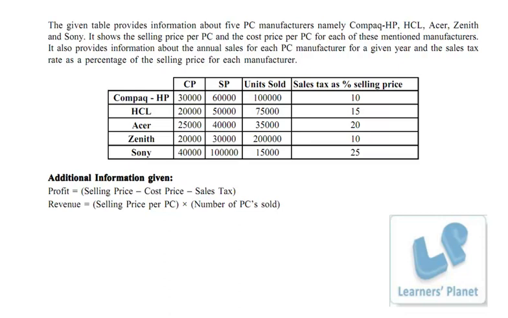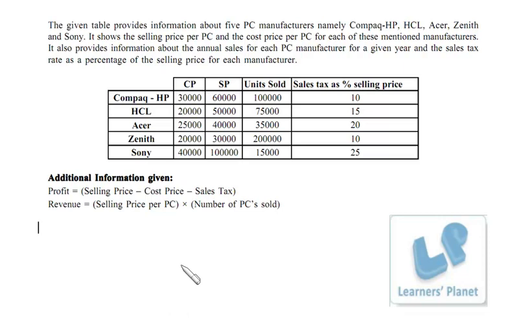Now let's see this set of questions. The given table provides information about 5 PC manufacturers, namely Compaq, HCL, Acer, Zenith and Sony. It shows the selling price per PC and cost price per PC for each of the mentioned manufacturers. It also provides information about annual sales for each PC manufacturer for a given year and the sales tax as a percentage of selling price for each manufacturer.